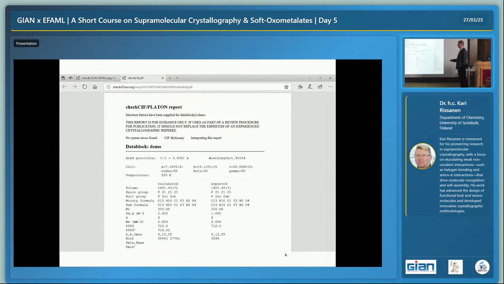It calculates theoretically from the information from the CIF file what it should be. So it says calculated report. This is the numbers that you have in your CIF file, and this is what the calculated ones are. And in this case, the numbers are the same. You can see up here they are the same. Now here, and now in here there is only a difference.